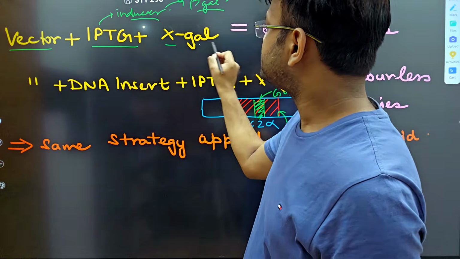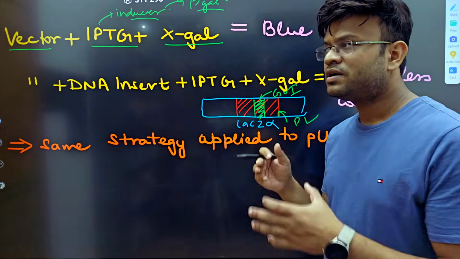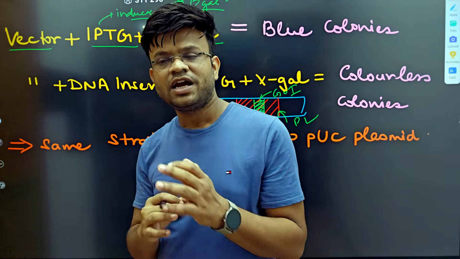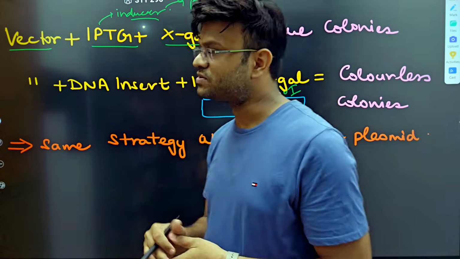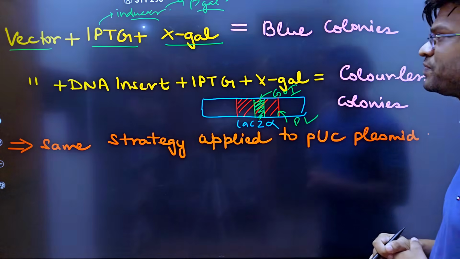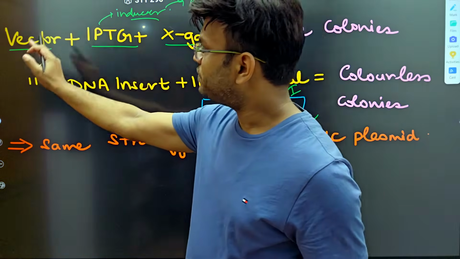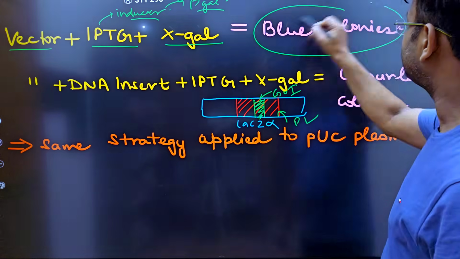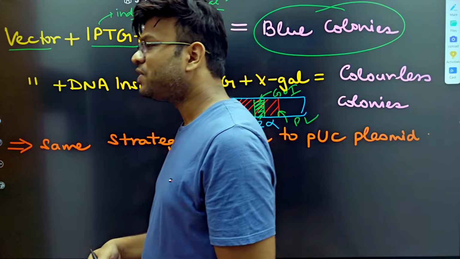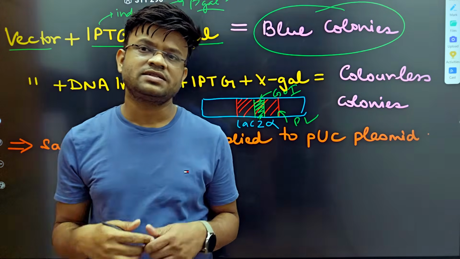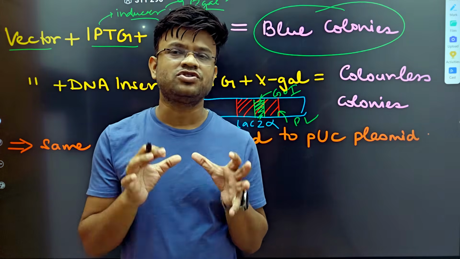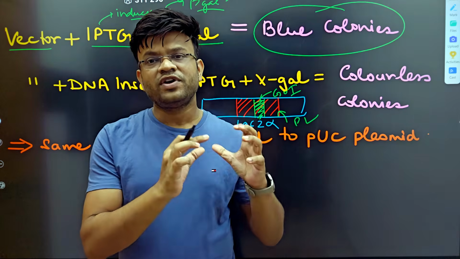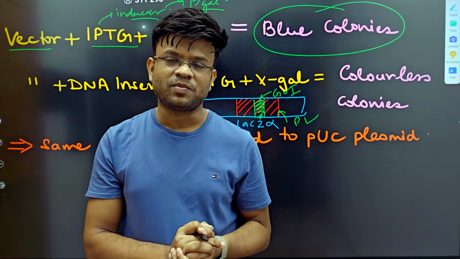Now what is XGAL? XGAL is a compound that, when it interacts with the beta galactosidase enzyme, produces blue colored colonies. So over here we have put XGAL also. Now when there is a vector, you are adding IPTG, you are adding XGAL, and suddenly you find blue colored colonies, what does this mean? Remember, if you find blue colored colonies, then you can conclude that your gene of interest is not present over there. That means your gene of interest could not be attached at the site of the polylinker.